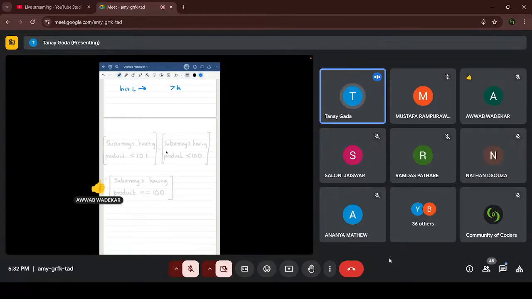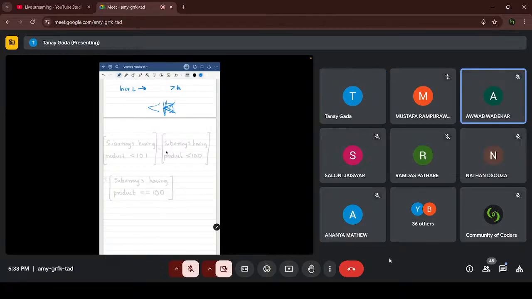We can say we already have the code for subarrays with product less than k, right? The previous question. So if we have the count for less than k plus 1 and for less than k, we can subtract that and we get the k, right?